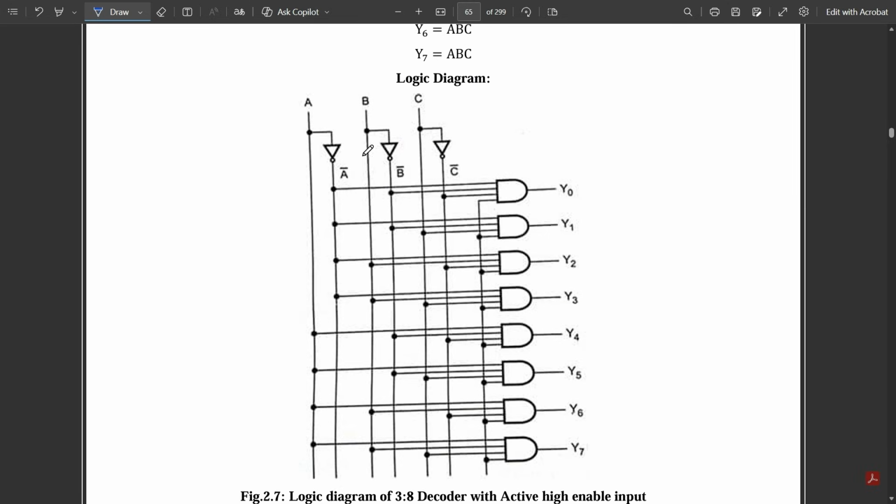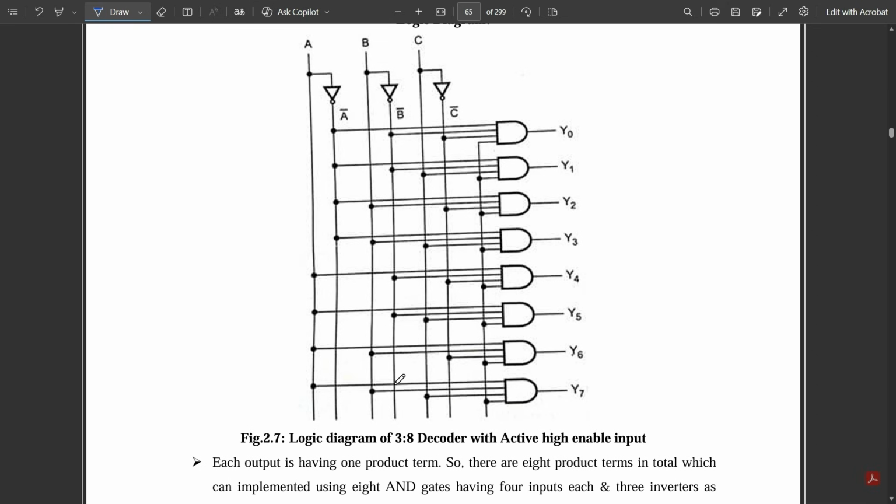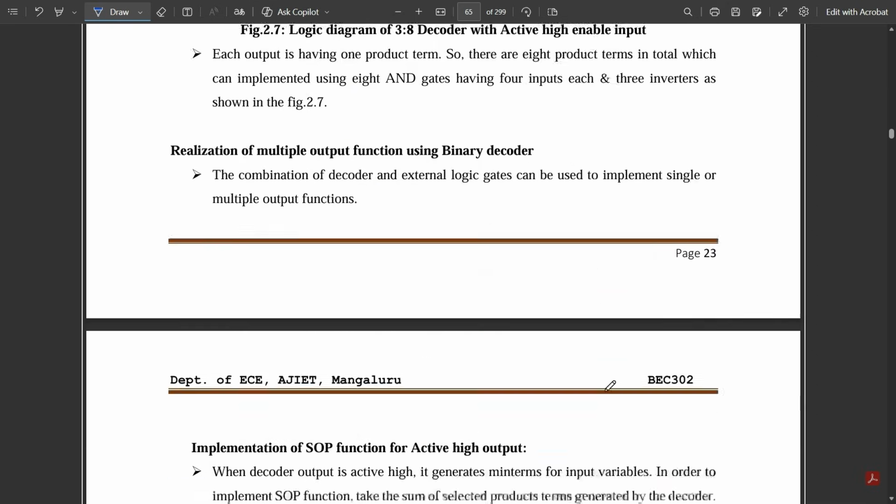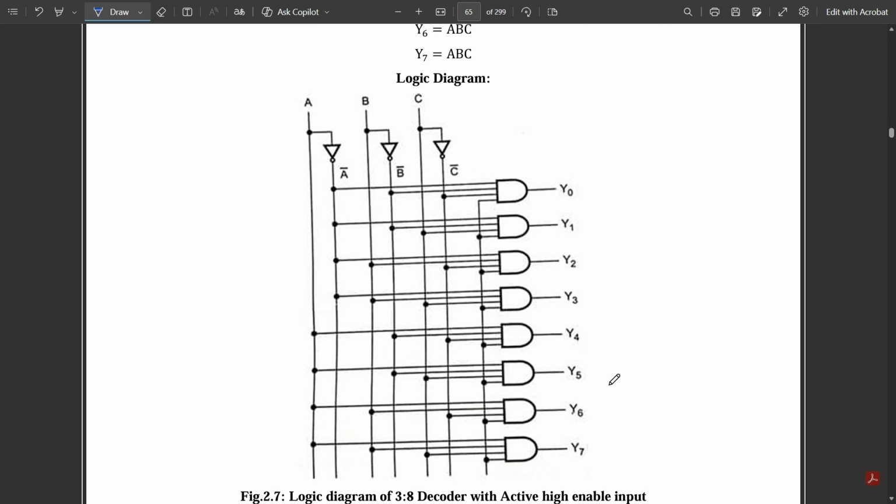Okay, for 3 inputs and its complements, all of them are connected through the NAND gate, and we have one pulse called the clock pulse, which is common for all the AND gates. Like this, you can draw the logic diagram for a 3 to 8 decoder with active high enable input. Please note it down, this is very important.